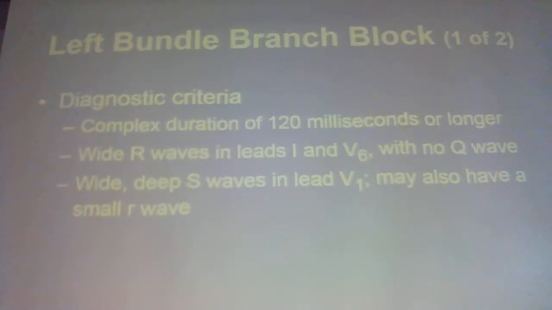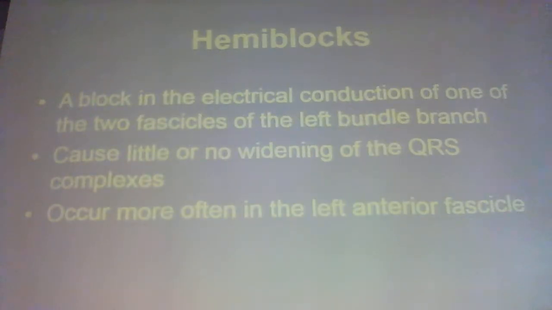All right, so that's all of that stuff. All right, hemiblocks. Is that on that piece of paper you got? A block in the electrical conduction of one of the two fascicles of the left bundle branch causes little or no widening of the QRS complex. Occurs more often in the left anterior fascicle than the other one.